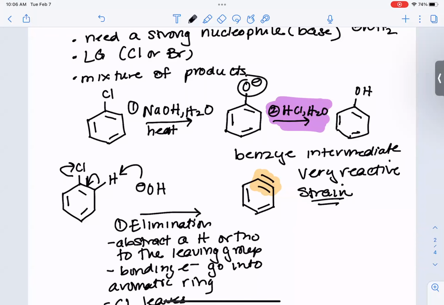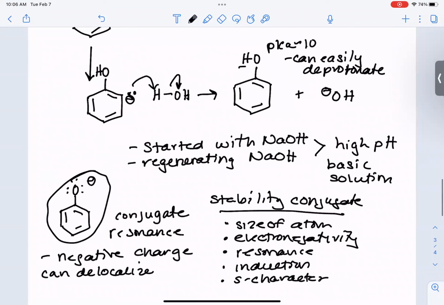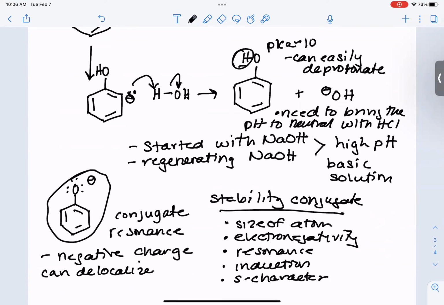okay? So here, that phenol OH can easily be deprotonated. So you need to bring the pH to neutral with HCl, in a separate step.